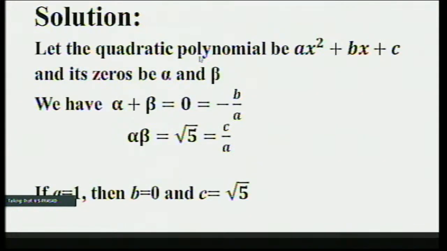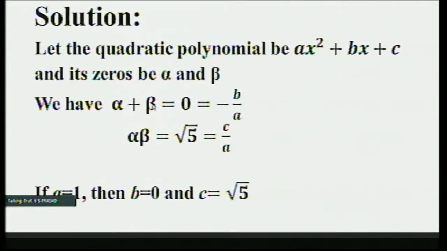Let us consider the general quadratic polynomial ax square plus bx plus c, where a is not equal to 0 of course, and let us assume that the zeros are alpha and beta. Then it is given that the sum of the roots, alpha plus beta, is equal to 0, and by our relation it is nothing but minus b by a. Similarly, the product of the roots, alpha into beta, is given as root 5, which is nothing but c by a.